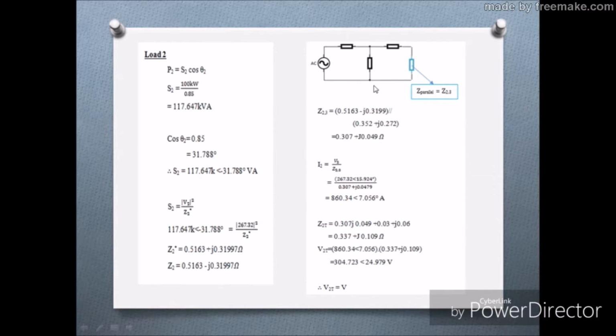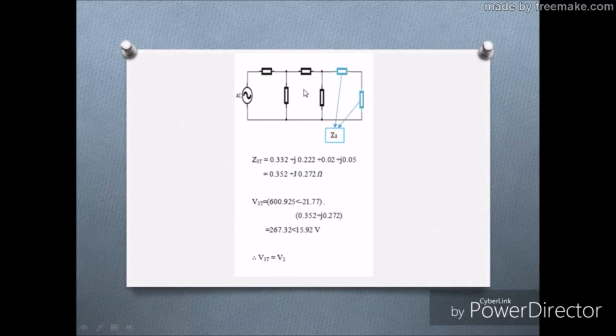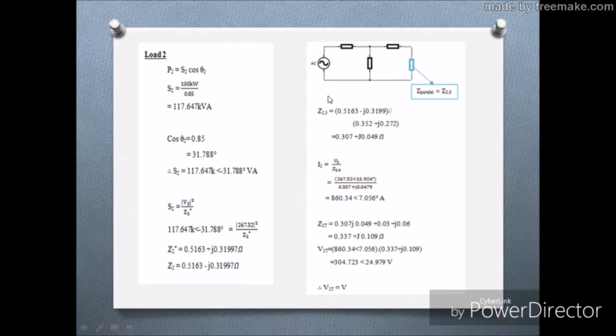We're gonna have to parallel these two in order for us to find the I that flows in this line. So as we have paralleled it, we're gonna use Ohm's law in order to get the value of I. Then we sum it with the transmission line over here, and then we use the formula Ohm's law, and we get V2 at this node.